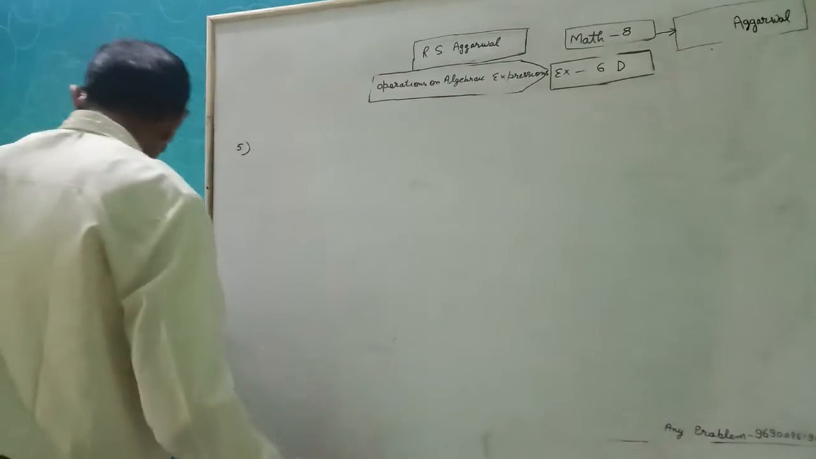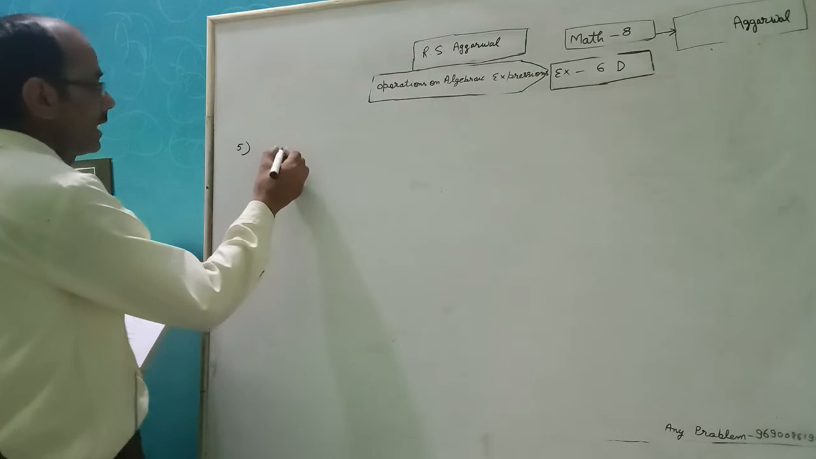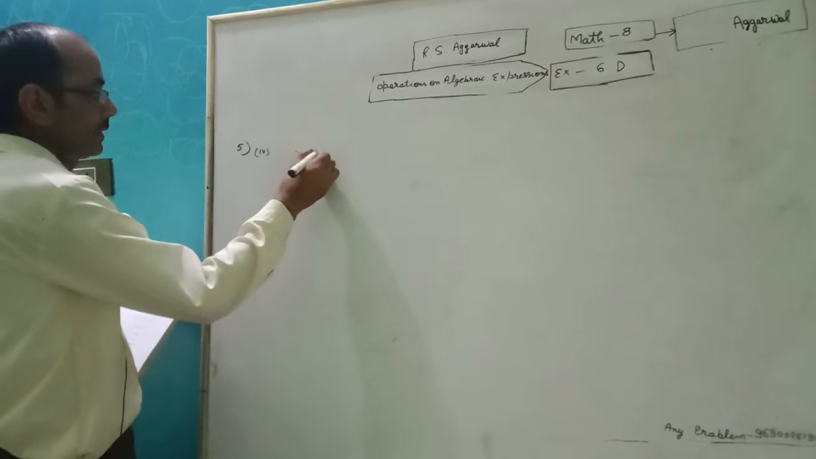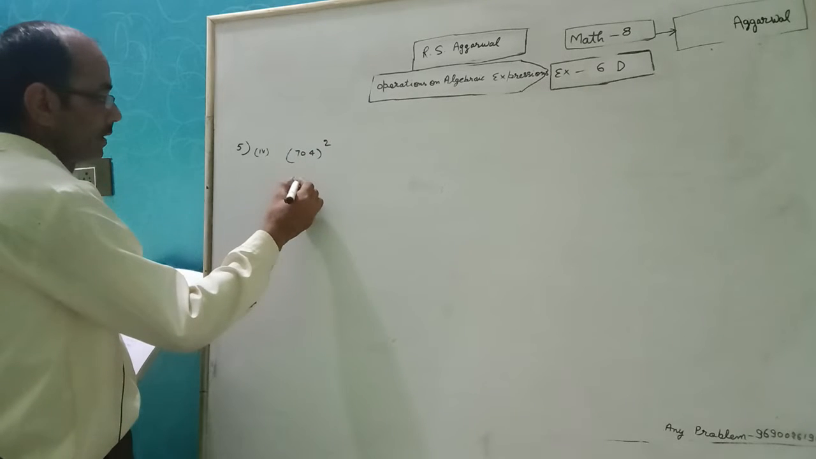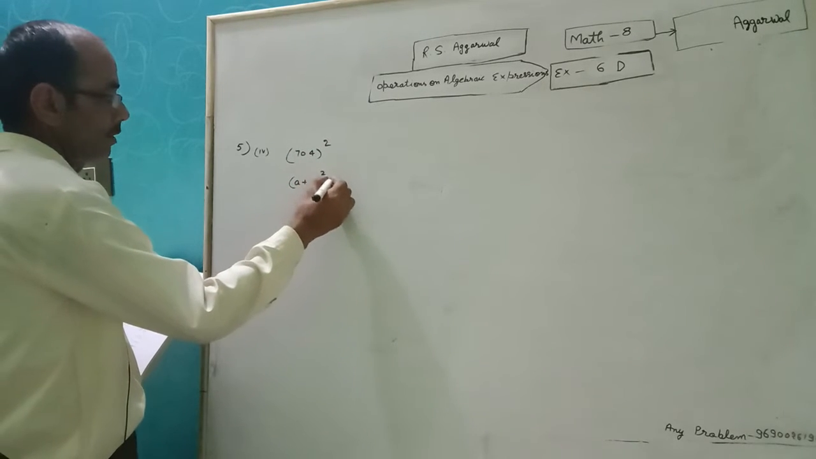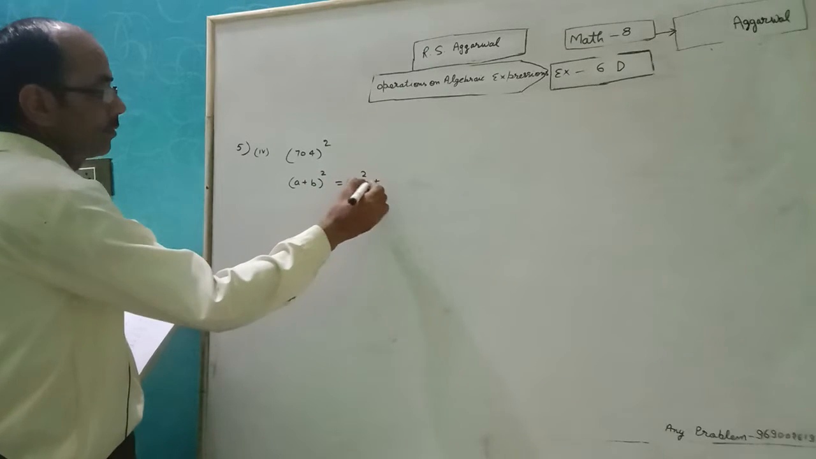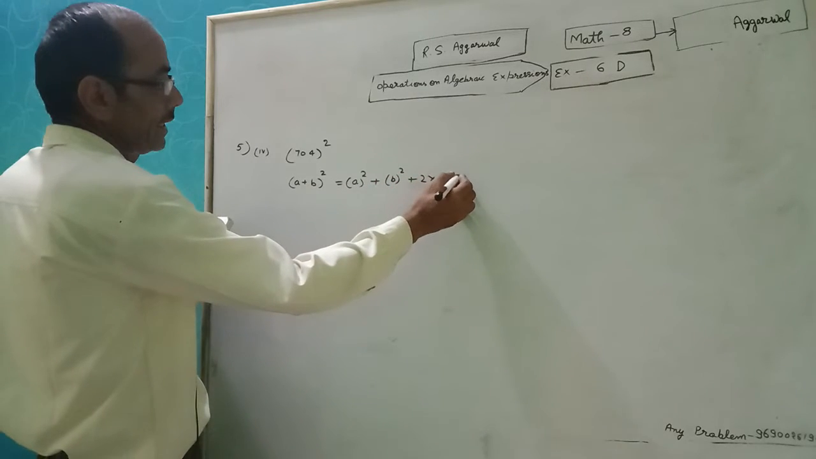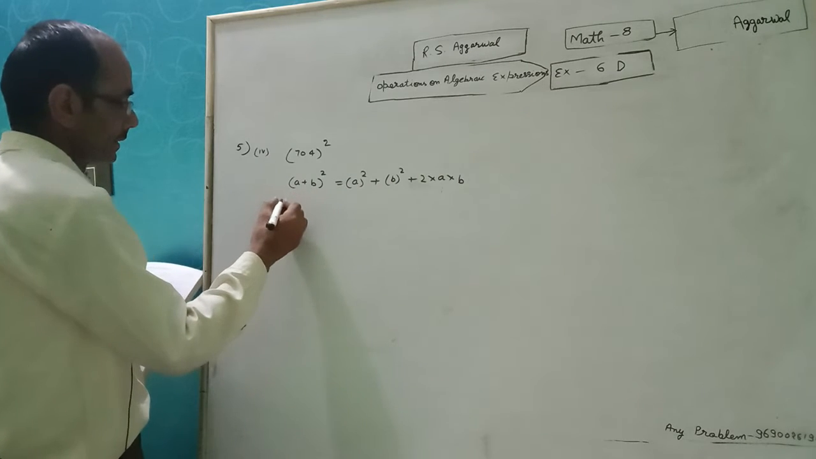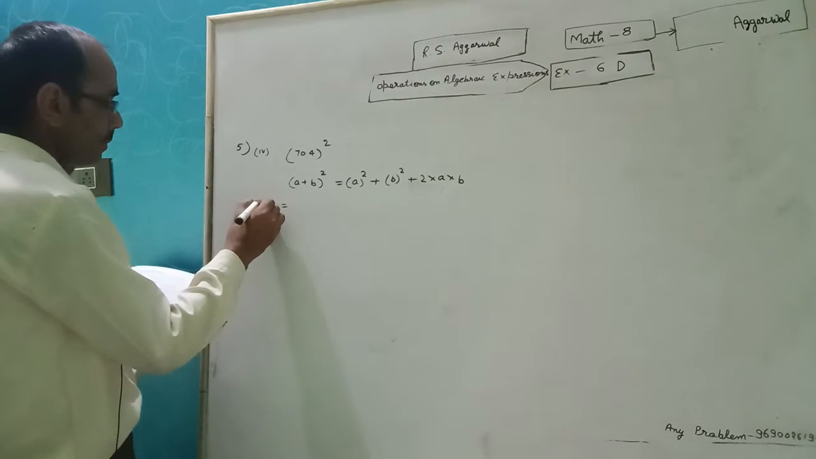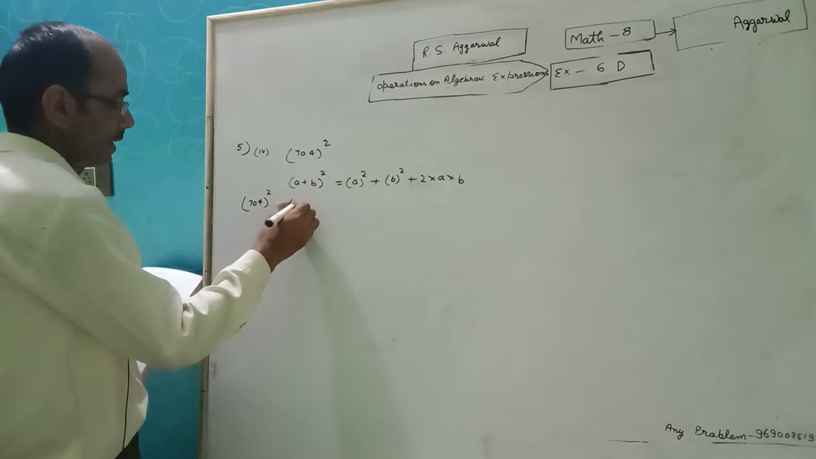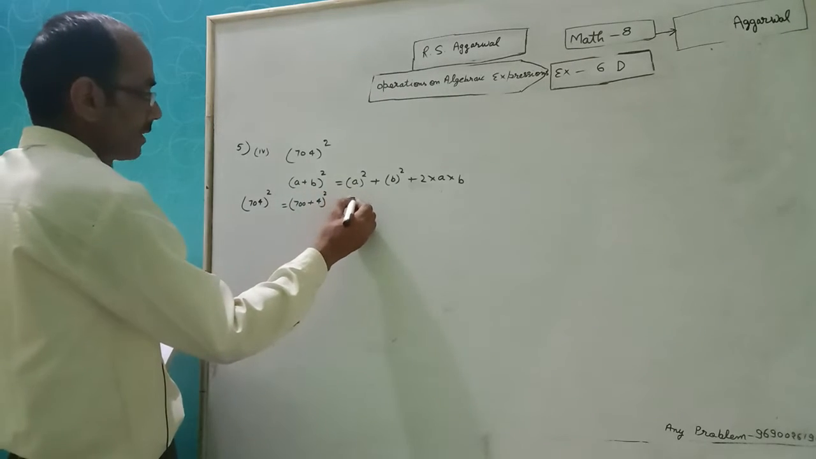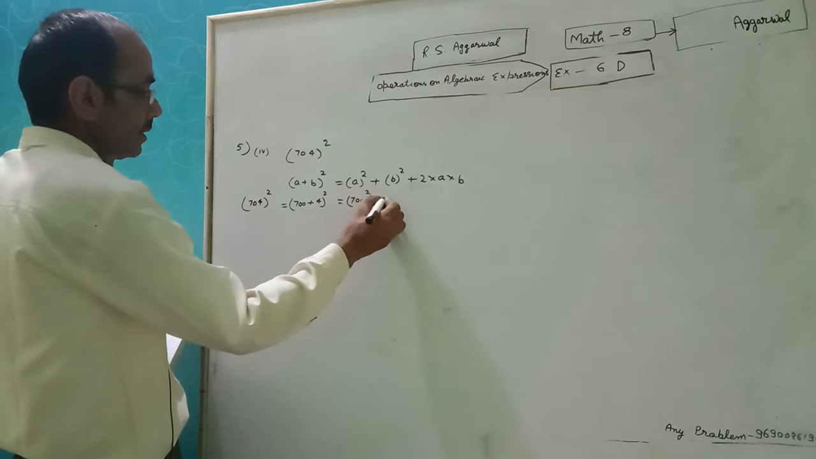Fourth part is 704 square. We find the identity: A plus B whole square is equal to A square plus B square plus 2 into A into B. 704 make the 700 plus 4. This time A will be 700, B will be 4.